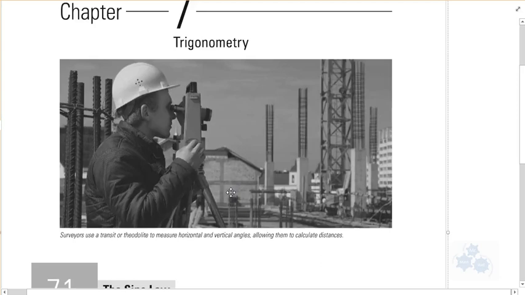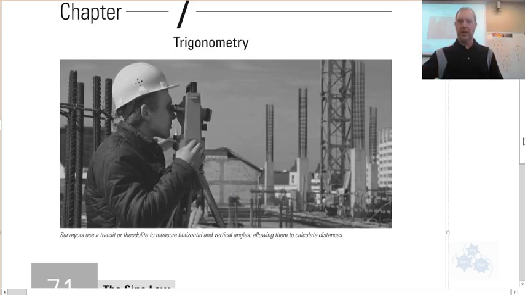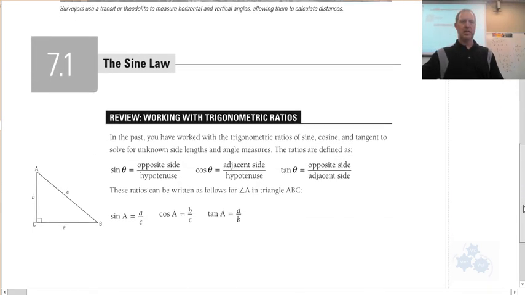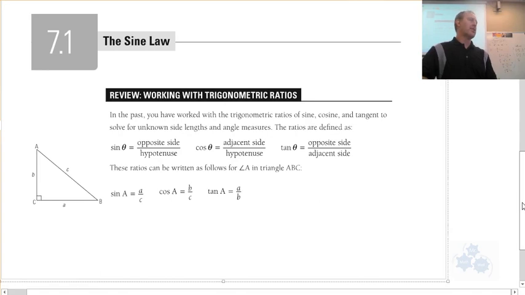Okay, so Workplace and Apprenticeship Math 30, Chapter 7. This is Part 1 for 7.1, and we're talking about trigonometry. Now, you should know already that trigonometry has to do with sine, cosine, and tangent. Okay? So you should know that already. 7.1 is talking about something called the Sine Law.